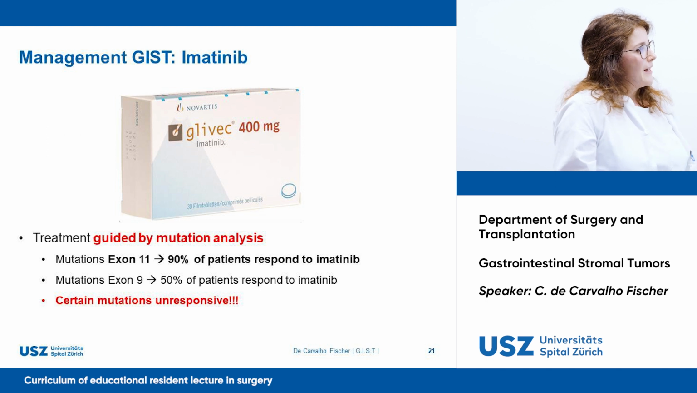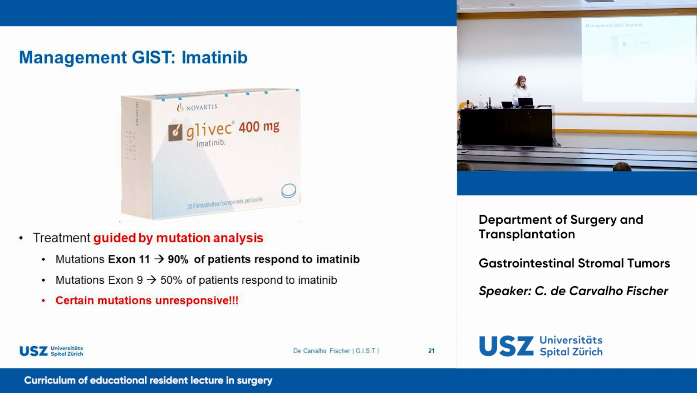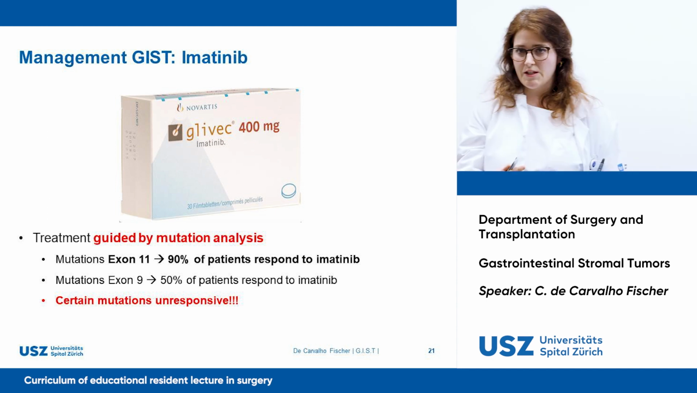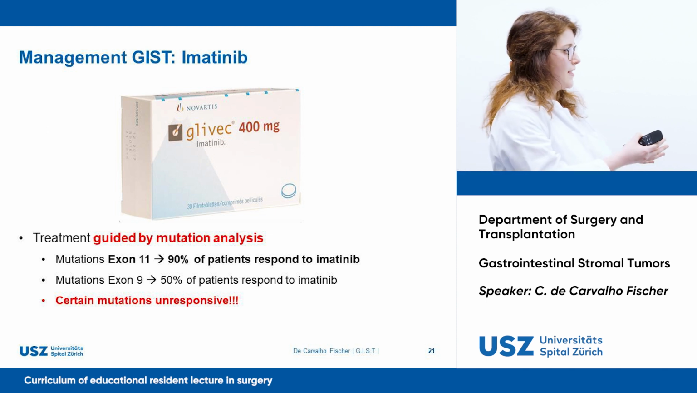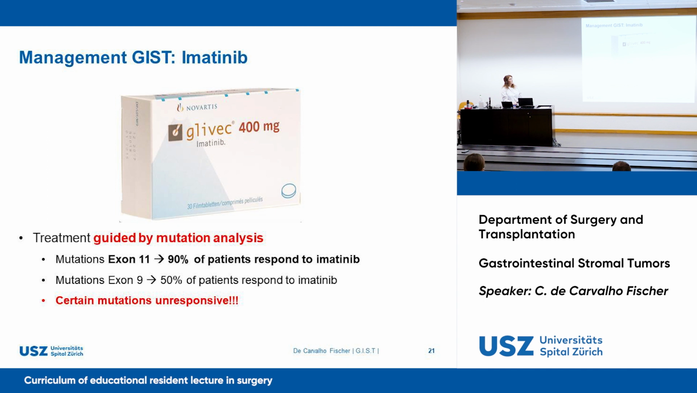So treatment with imatinib is guided by mutation analysis, which is why it's important that we have genetic testing before we begin therapy. So most GISTs will have a mutation in exon 11. This means that in these cases, most patients respond to imatinib. However, other mutations may not be so responsive, such as exon 9. These patients don't respond as well, and they often require a double dose. So 800 milligrams a day rather than 400.